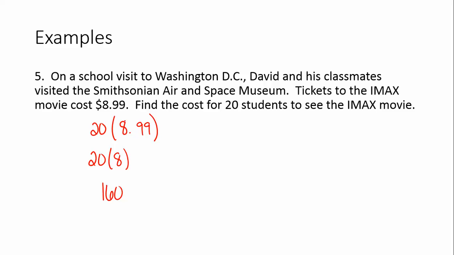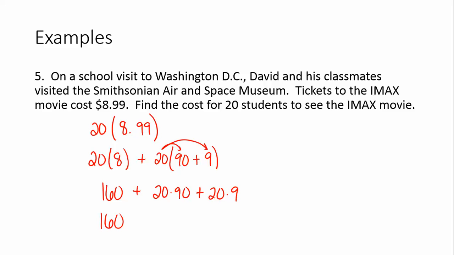But a lot of us don't know what 20 times 99 is. So how can we split up 99? 90 plus 9. And that should be a 20 out in front. So 20 times 90 plus 20 times 9. So we have the 160, which is 20 times $8, plus 20 times 90. Remember, it's 90 cents and 9 cents.